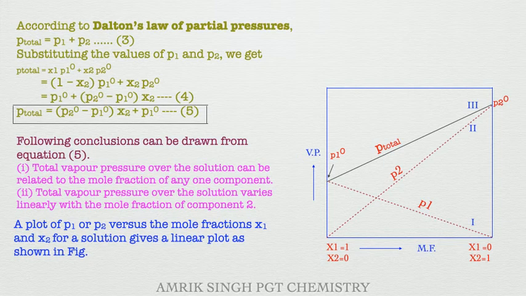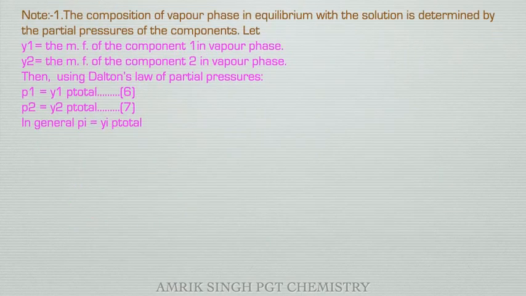X1 decreases moving from left to right, and the mole fraction X1 becomes 0 at the right, and X2 will become 1. In the same way, at the top, when X1 is 1, the highest pressure will be the pressure of the pure component, that will be P naught 1. This is the graphical behavior from Raoult's law. And we should know what will happen in the vapor state. The composition of the vapor phase in equilibrium with the solution is determined by the partial pressure of the components.